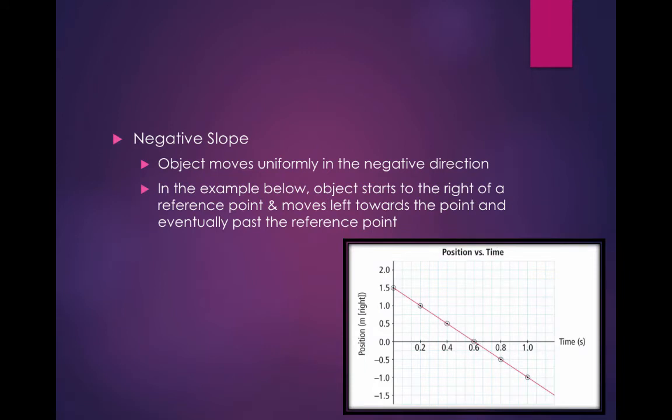If you have a straight line with negative slope, it indicates an object that is moving uniformly in a negative direction. In the example below, an object starts to the right of a reference point and moves left towards the point and eventually will pass the reference point. An animation for this would be simply a ball moving to the left.